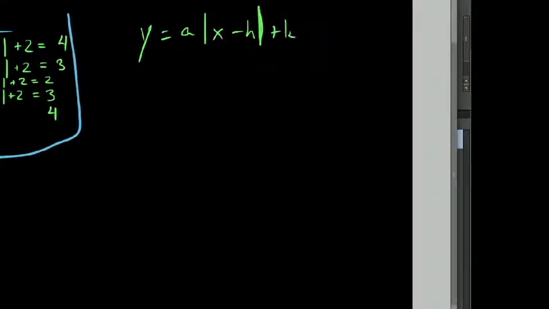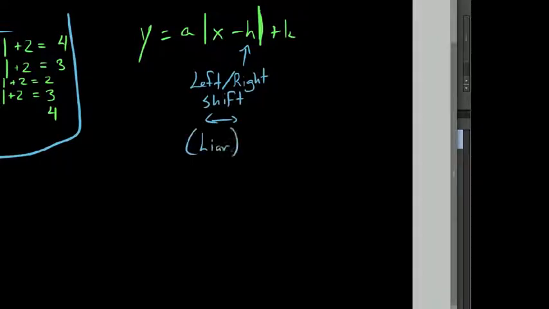A couple of things I want to write. H is left, right, shift, or translation. So this shifts left and right. And by the way, it is a liar. Whatever it tells you, it's actually going to shift the other way. And we noticed that k was up, down, or vertical translation, vertical shift. So that shifts my graph up and down from the original y equals absolute value of x, and it tells the truth.